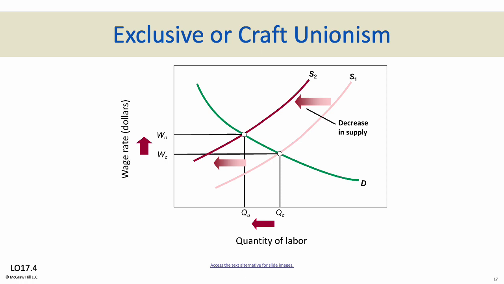So exclusive or craft unionism, we have the supply curve pulling in. As the supply curve is pulling in, it's riding up higher on the demand curve. Quantity of labor goes down, wages go up. Remember, when you have less supply, quantity goes down, price goes up. And that's exactly what we're looking at right here. So that's exclusive or craft unionism.